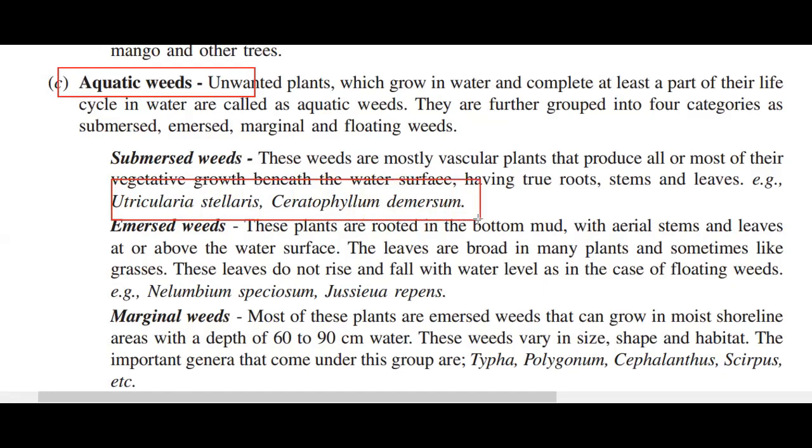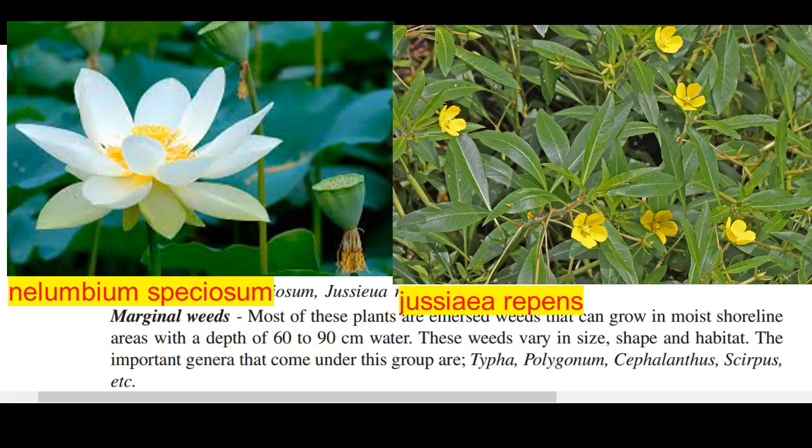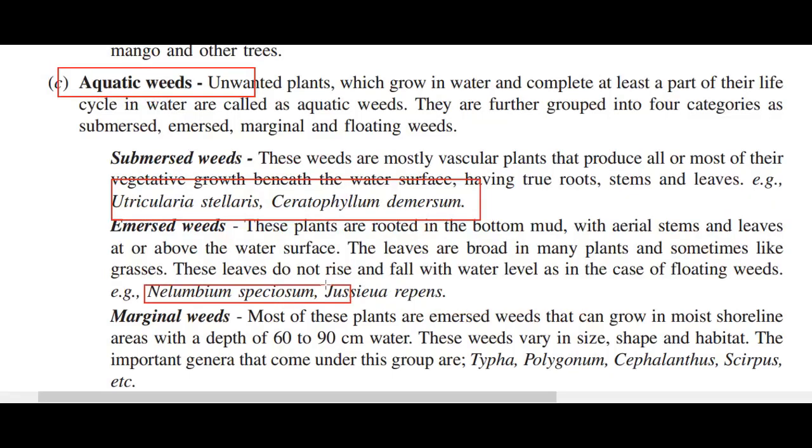The second category is immersed weed. These plants are rooted in the bottom mud with aerial stem and leaves at or above the water surface. The leaves are broad in many plants and sometimes like grasses. These leaves do not rise and fall with water level as in the case of floating weeds. As examples, Nelumbium speciosum and Jussiaea repens. So these are two examples of aquatic weeds.